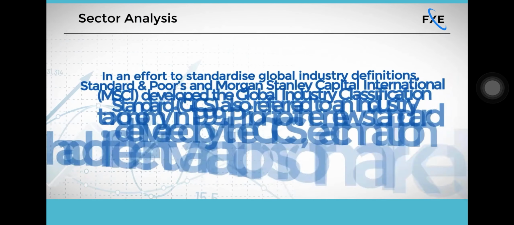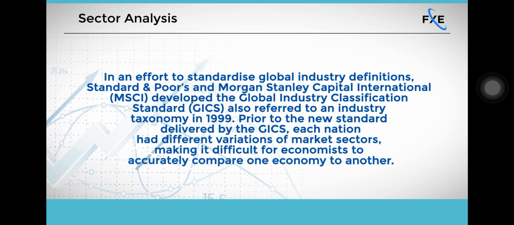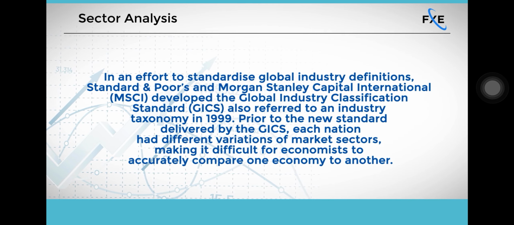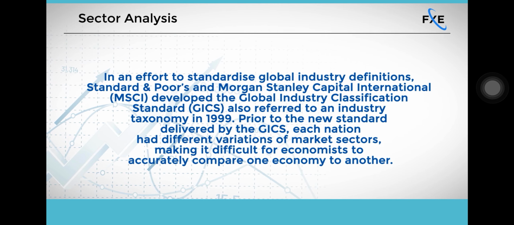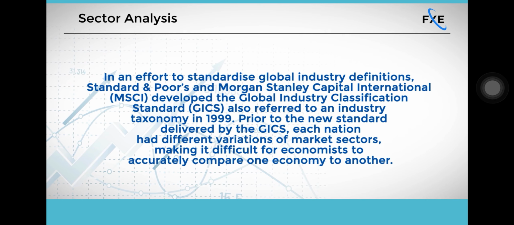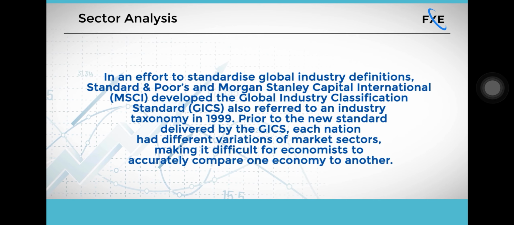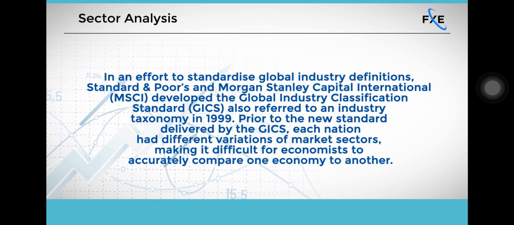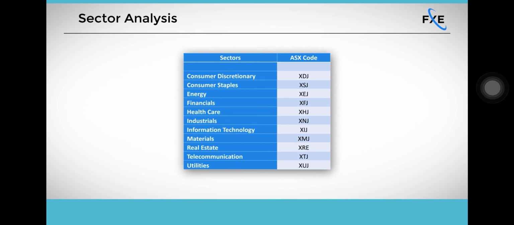In an effort to standardise global industry definitions, Standards & Poor's and Morgan Stanley Capital International, MSCI, developed the Global Industry Classification Standard, GICS, also referred to as an industry taxonomy, in 1999. Prior to the new standard delivered by the GICS, each nation had different variations of market sectors, making it difficult for economists to accurately compare one economy to another. The ASX in Australia implemented the GICS in 2002 to bring the Australian stock market in line with the rest of the world, and now our domestic market is segmented into 11 market sectors.